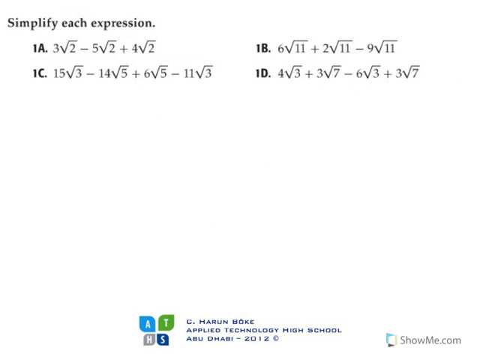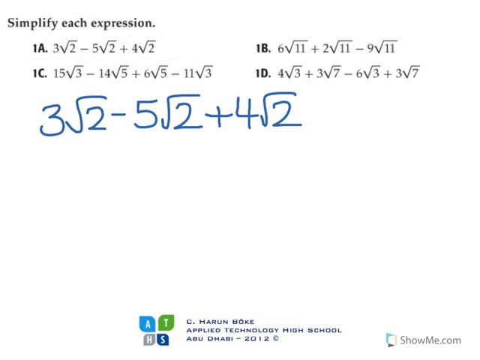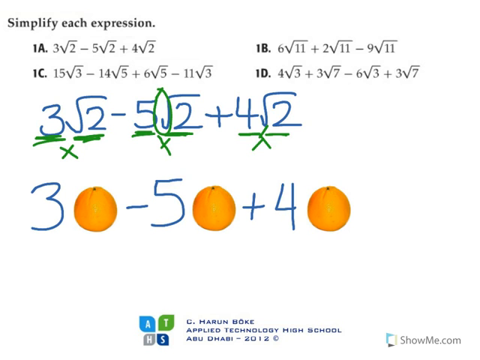Let's look at 1a. So the expression is 3 square root of 2 minus 5 square root of 2 plus 4 square root of 2. From the previous chapters, you know that the operation between 3 and root 2 is multiplication, whereas it's the same for 5 and root 2 and 4 and root 2. There is no operation sign in between, so this means there is multiplication. So, knowing that, we're going to consider this expression as 3 oranges minus 5 oranges plus 4 oranges.